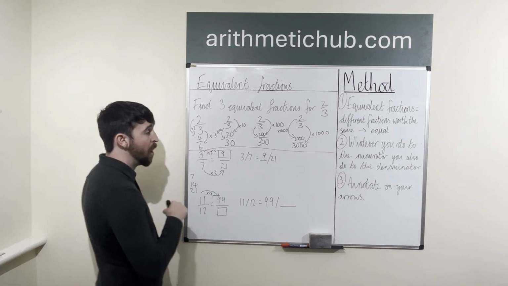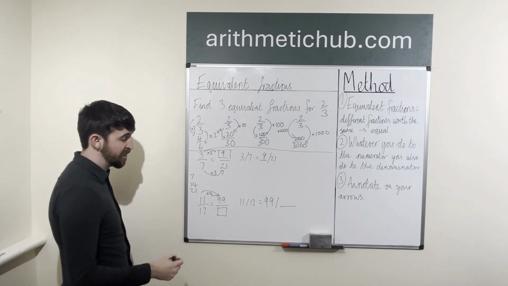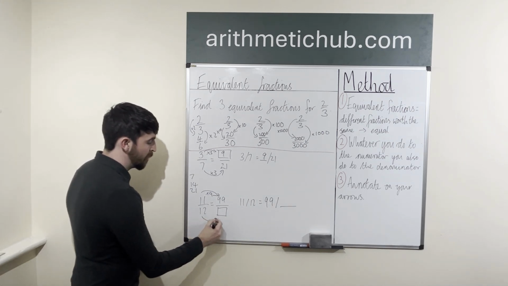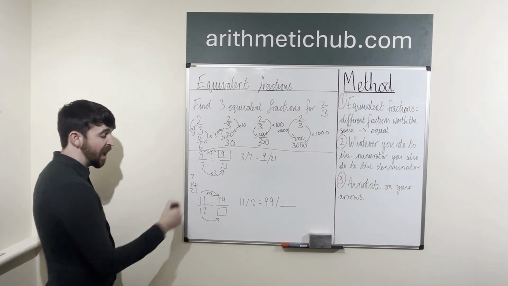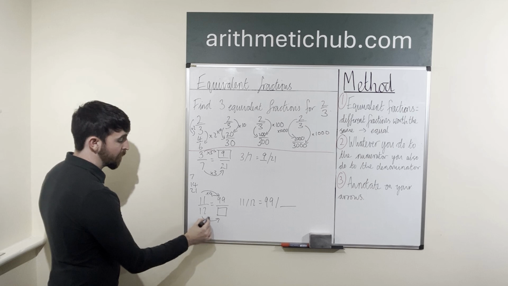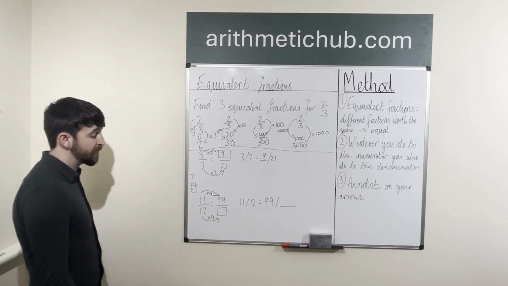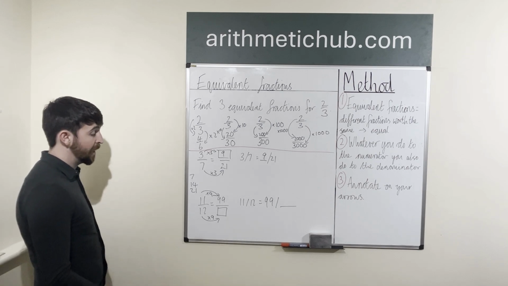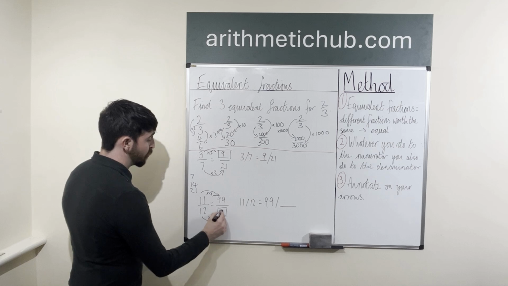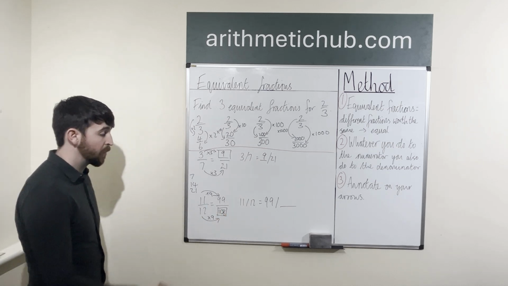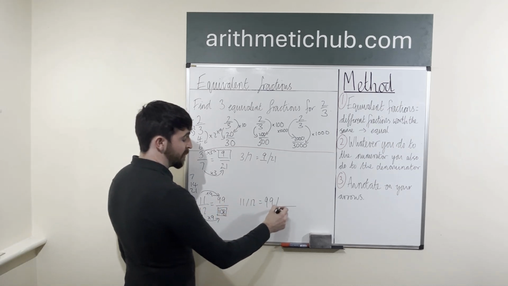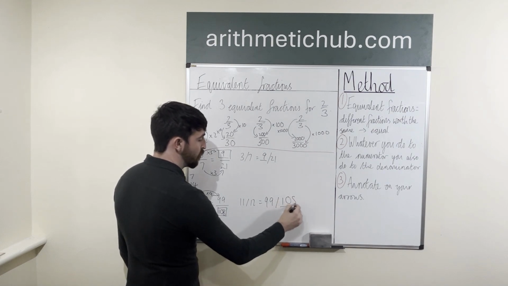I also know whatever I do to the numerator, I do to the denominator, or the other way around. So all I would do is say, right, I've multiplied the numerator by 9, so I'm going to have to multiply the denominator by 9 as well, aren't I? And then I would do 12 times 9, and 12 times 9 is going to give me 108. Okay? 11 over 12 is the same as 99 over 108.